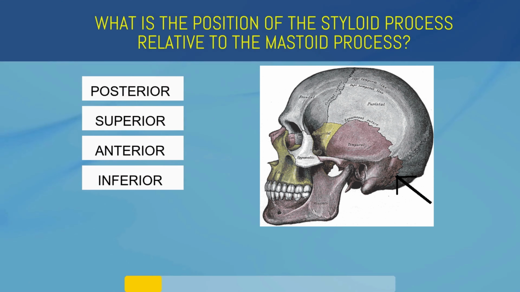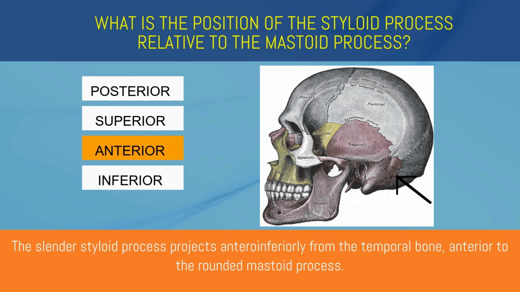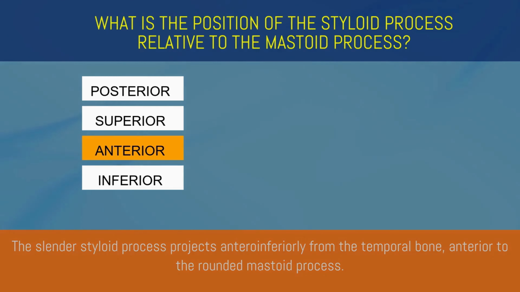What is the position of the styloid process relative to the mastoid process? Posterior, superior, anterior, or inferior? Anterior. The slender styloid process projects antero-inferiorly from the temporal bone, anterior to the rounded mastoid process.